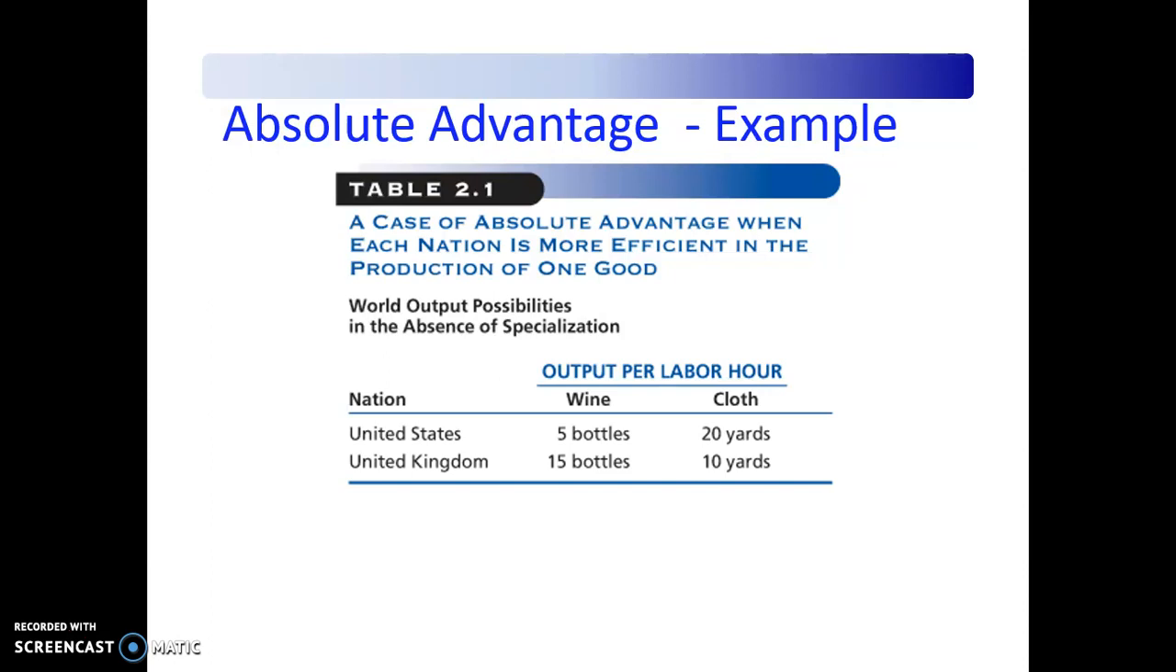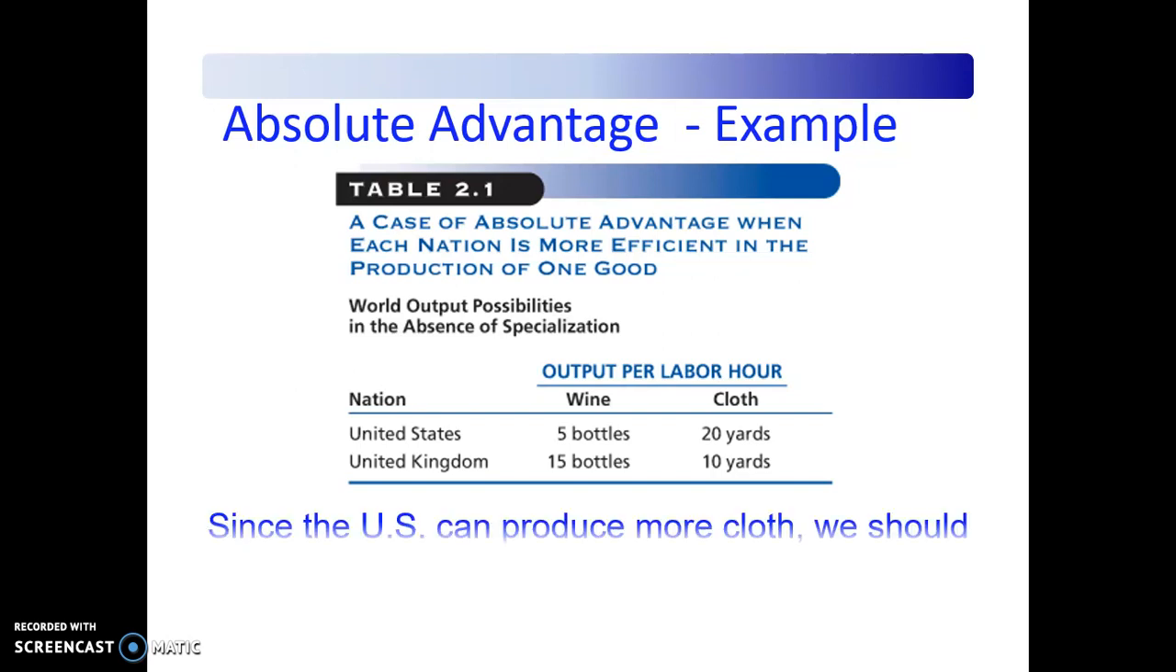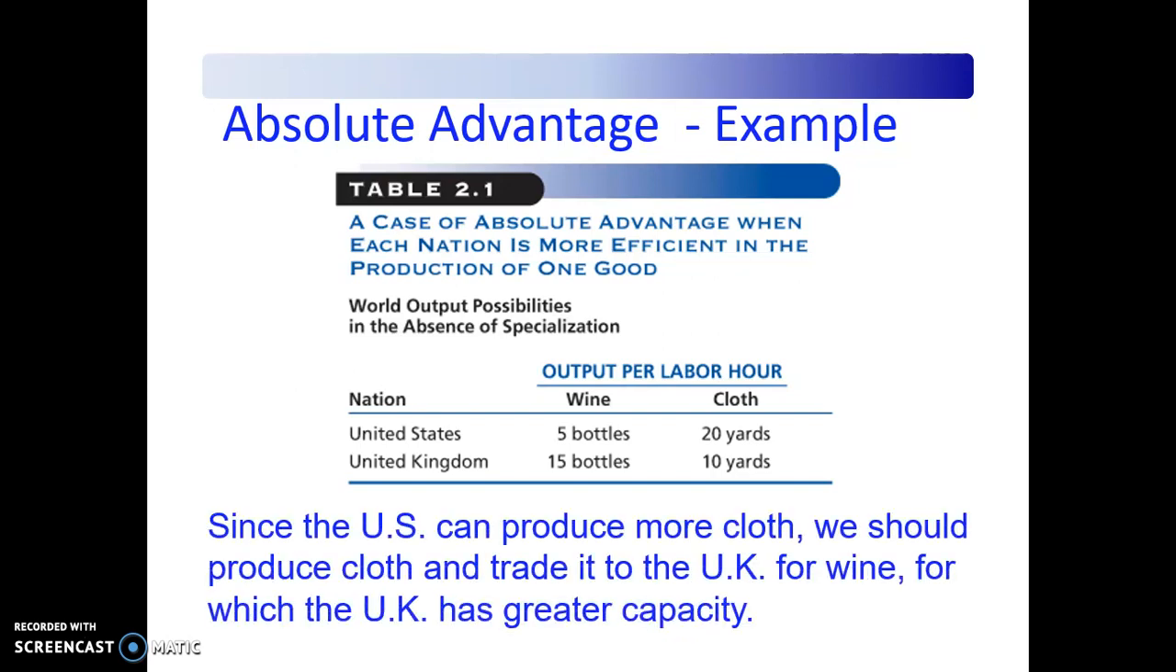So for an example, here we have the United States producing 5 bottles of wine and the United Kingdom producing 15 bottles of wine. The United States producing 20 yards of cloth and the United Kingdom producing 10 yards of cloth. So under this model, since the US can produce more cloth, we should produce cloth and trade it to the UK for wine, which the UK has greater capacity to produce.